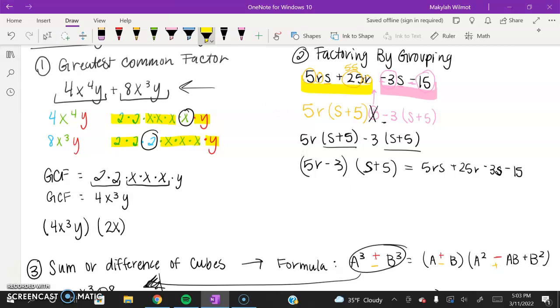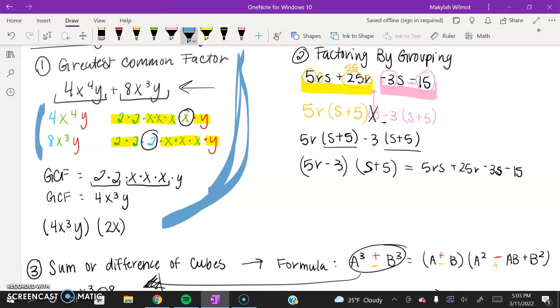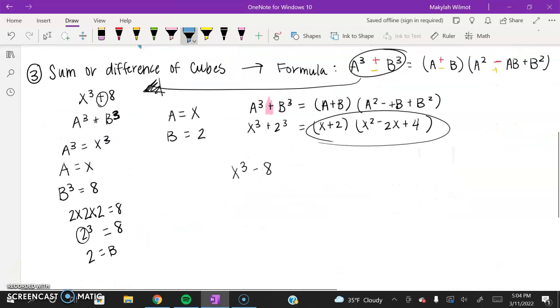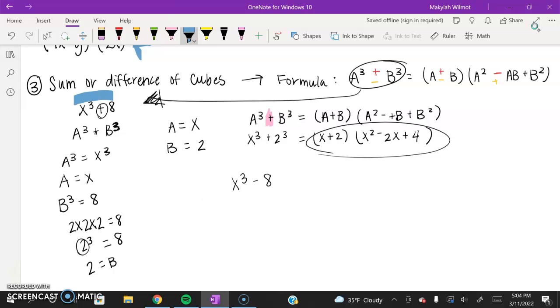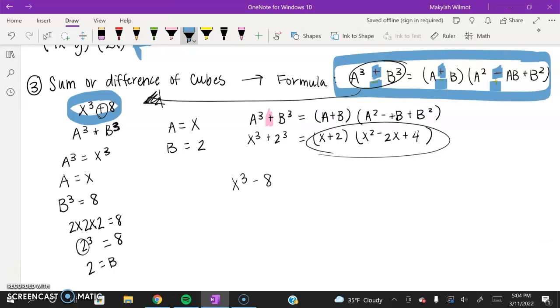You have your greatest common factor, which is when you pull your like terms out of these, and then it turns into that. You have your factoring by grouping, where you look at it and then you figure out your greatest common factors in the small groups. Then you have your sum or difference of cubes, which is whenever you have 2 cubes and you either add, subtract, or subtract, add, depending on your equation, and you follow this formula.